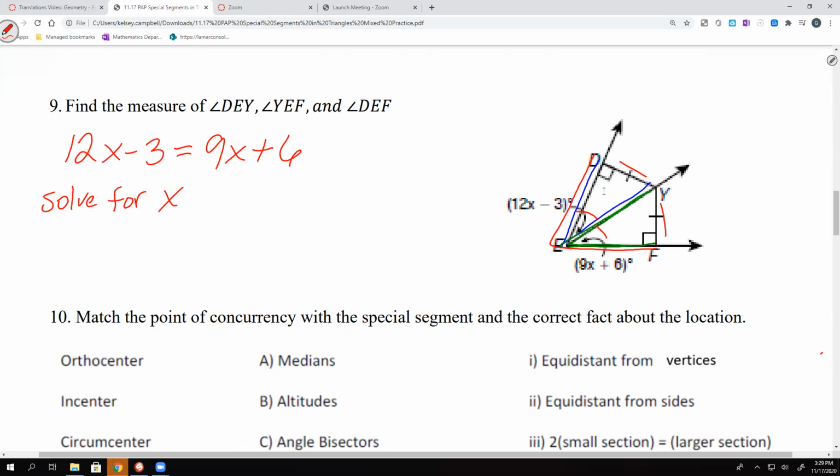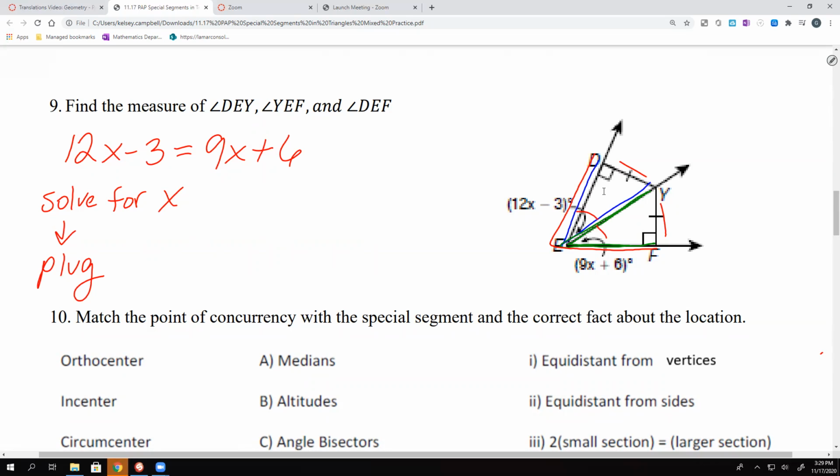Okay, and then you're going to plug in, and you will find the three angles. Now, y'all, the blue and the green are what? Are they different sizes or the same size? The blue and the green. Same size. Yeah, they're the same size. So once you know one, you know both of them.